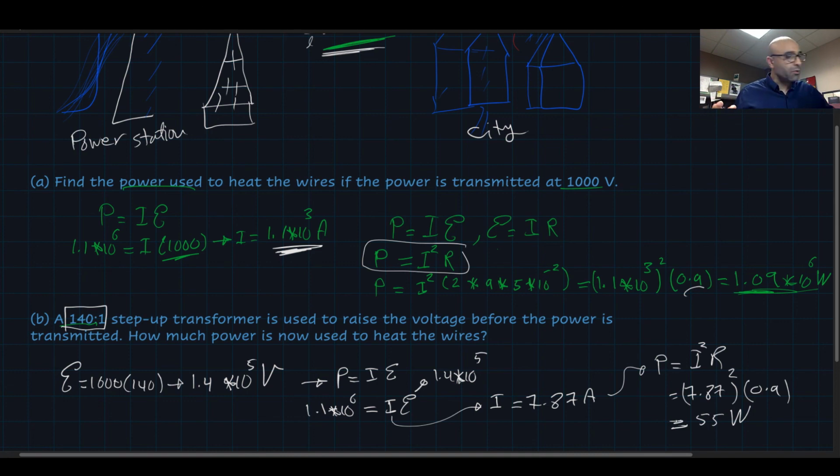We don't lose energy, we just transform it to a useful or unuseful form. In this case, the heat is the unuseful form. So from losing almost 1,000,000 watts, we're losing only 55 watts. And that's it for this one.